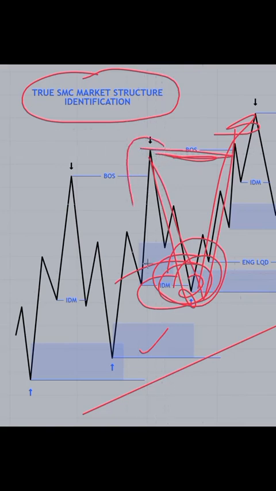It doesn't matter the length of the retracement. As long as the inducement is taken out, and price breaks past this high here, then this will be considered to be a break of structure.